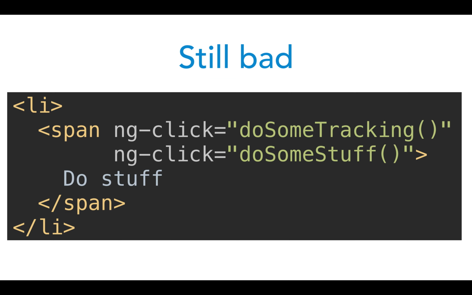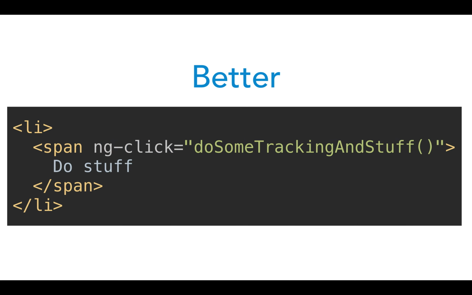The first instinct to solve something like that might be to have two ng-clicks on the span element, but that just doesn't work, mostly because Angular will ignore the second ng-click, which is quite possibly why we put an ng-click on the list item instead. A better thing to do is what we should have done all along, and that is shift as much logic as possible out of the template and into the controller. So we might make a new method on the controller called doSomeTrackingAndStuff, and both the tracking and the actual doing of stuff happen inside that controller method.